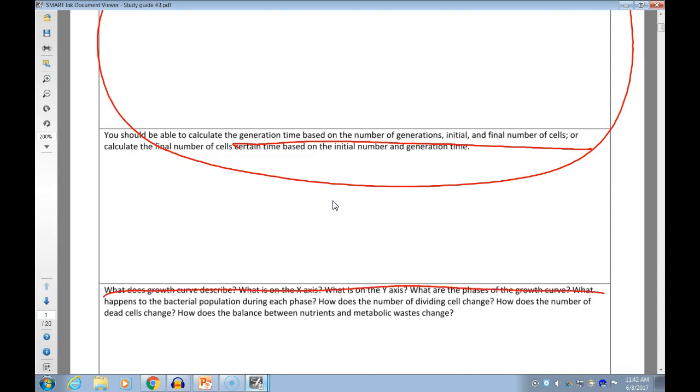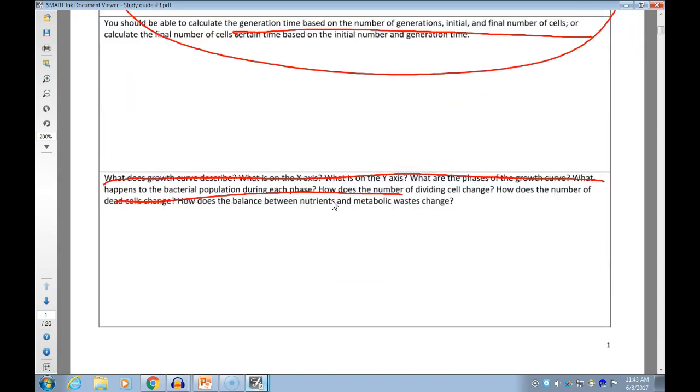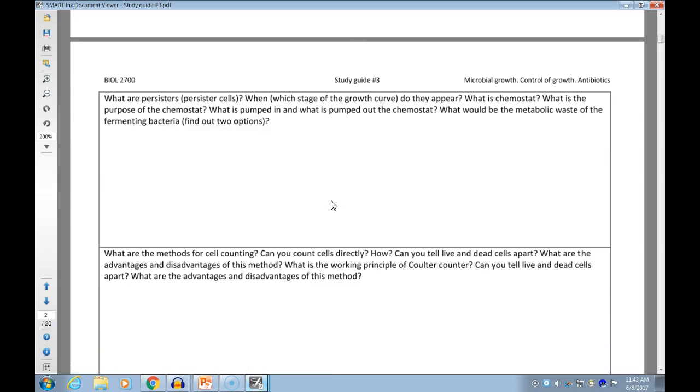Growth curve. Phases. What's going on with bacteria in each phase? What about the availability of nutrients? What about the accumulation of metabolites? Okay? Does that make sense? You just follow the guides. What are persisters? Cells with a slower metabolism. When do they appear? Death phase, yes. Decline phase.